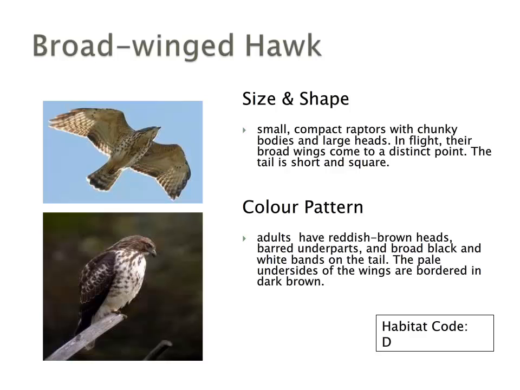A broad-winged hawk is actually a very small, compact raptor with a very chunky body and large head, and you can see those proportions shown very nicely in these images. The tail is very short, and notice also how square it is relative to some of the other species. The adults have a relatively reddish-brown head. They have barred underparts and broad black and white bands on the tail. The pale undersides of the wings are bordered in dark brown, which you can see present on the image at the top of the slide.